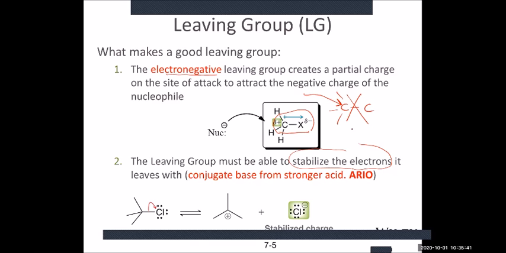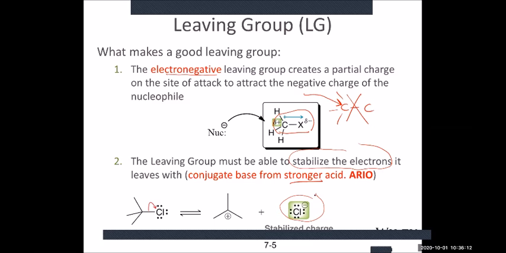So that means the final ion must be very stable, which means this must come from a strong acid. The leaving group is better as a conjugate base from a strong acid. A strong acid gives you the stable ion, okay?